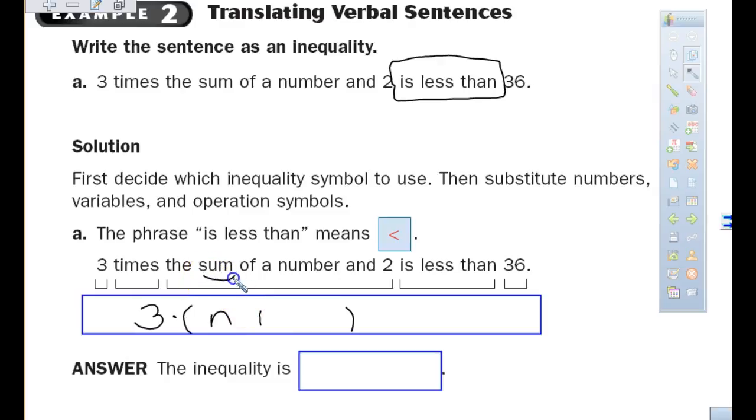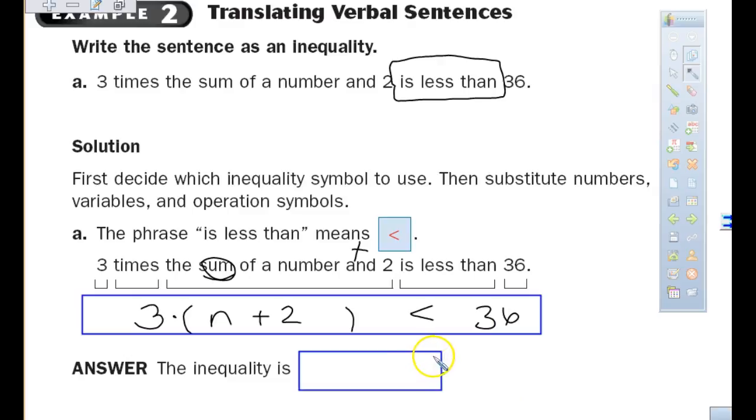What does sum mean? And. So where we see this word sum, then where we see the phrase and, add, and that's going to be our addition. So N plus 2. Our phrase here is less than. And then we're going to have 36.